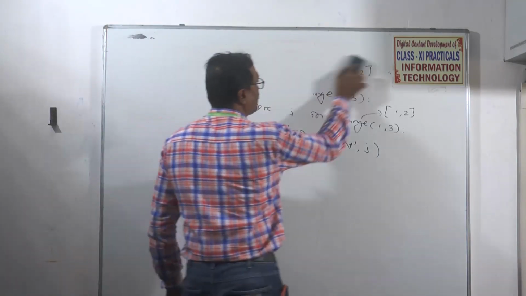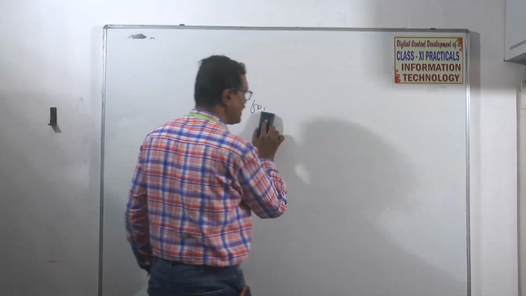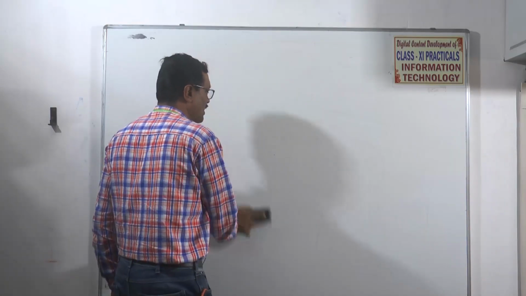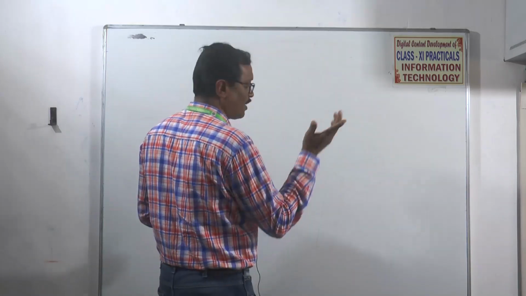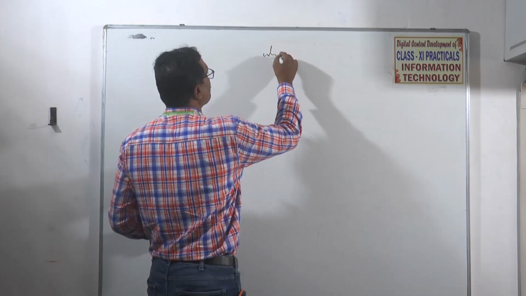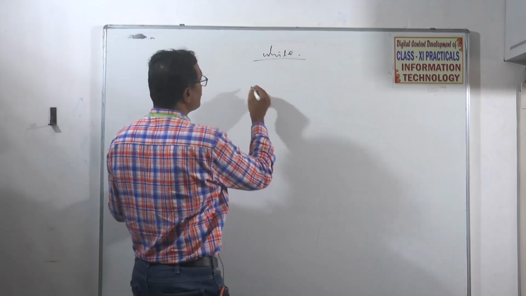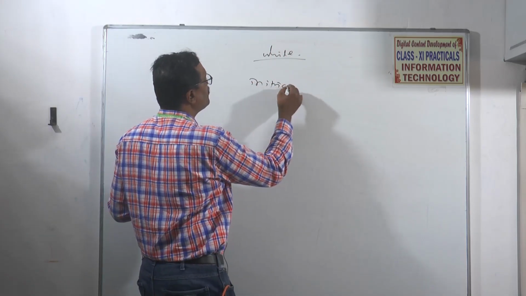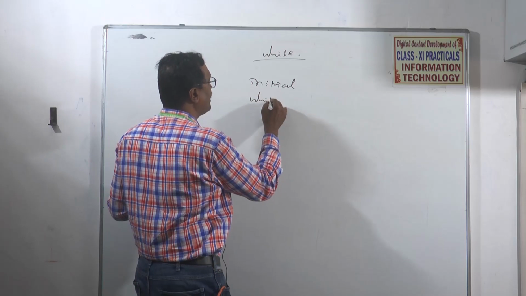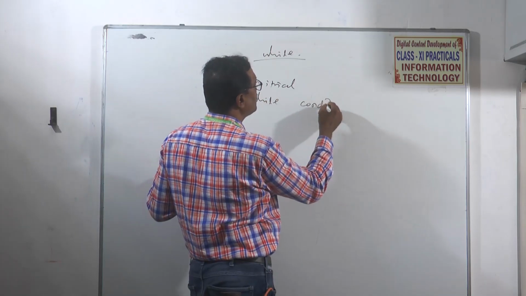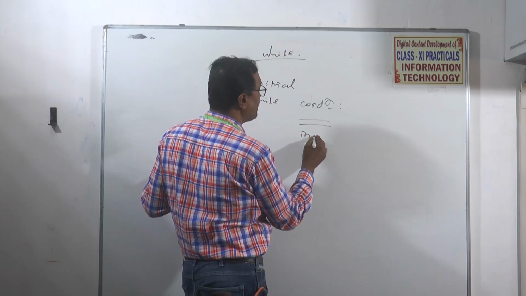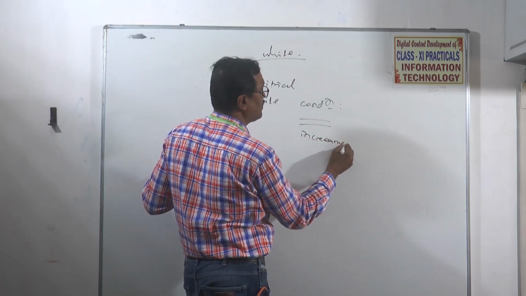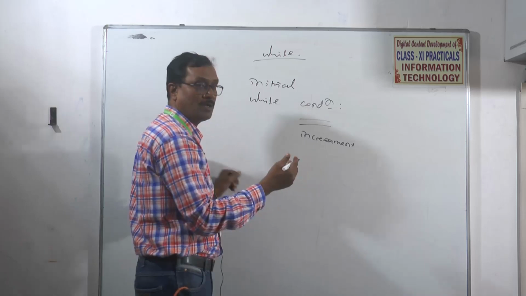Next, another loop is also there. What is it? The same thing as what you are doing with for, but you can use it in while. How? Now the while loop format is something like this. First the initial value, then here while, put the condition, then here statements. Here increment or decrement.